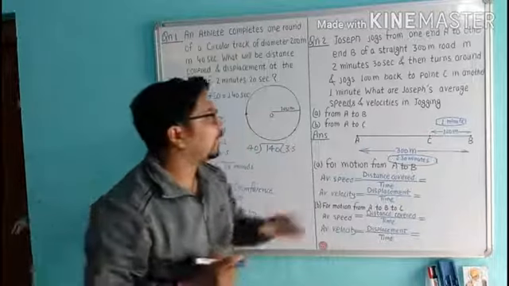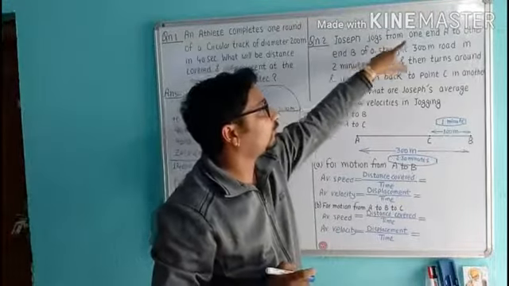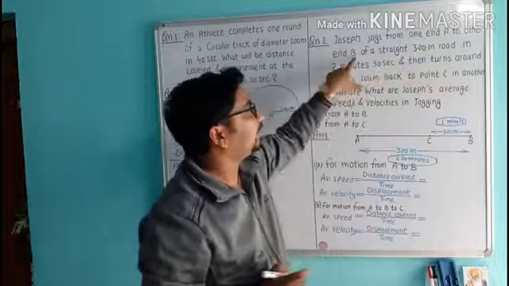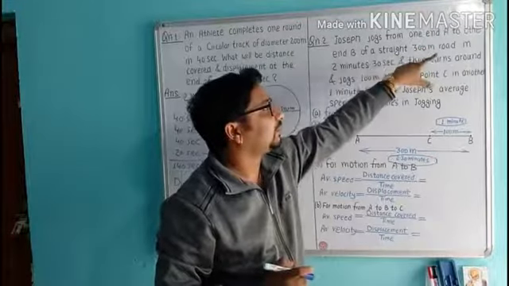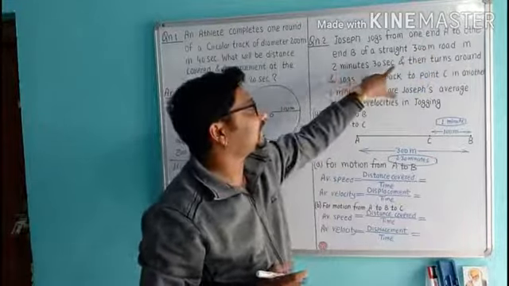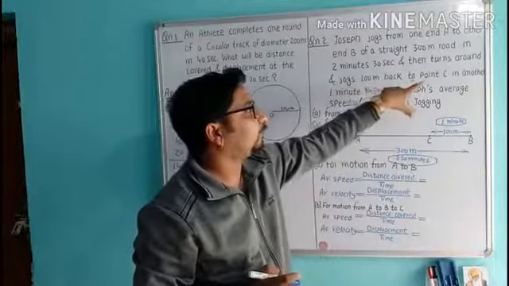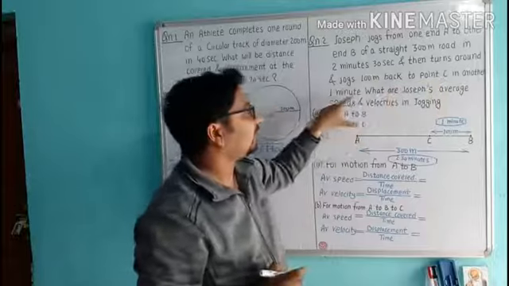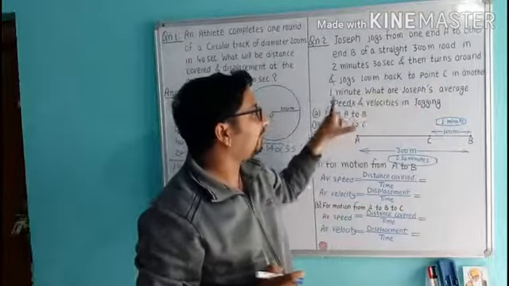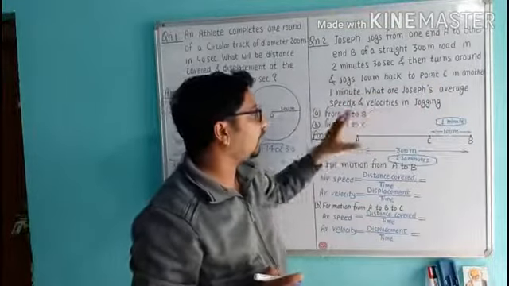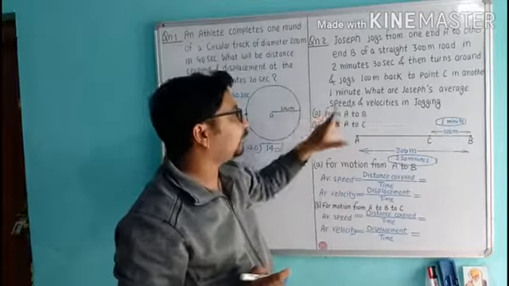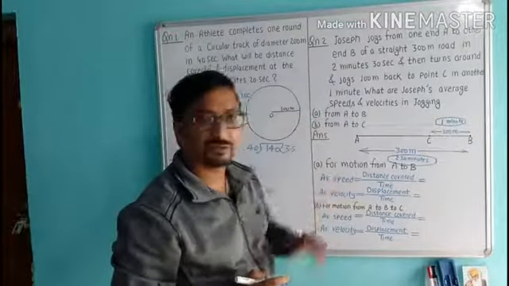Now next question. Joseph jogs from one end A to the other end B of a straight 300 meter road in 2 minutes 30 seconds and then turns around and jogs 100 meter back to point C in another 1 minute. What are Joseph's average speeds and velocities in jogging? First part is from A to B and second part is from A to C.